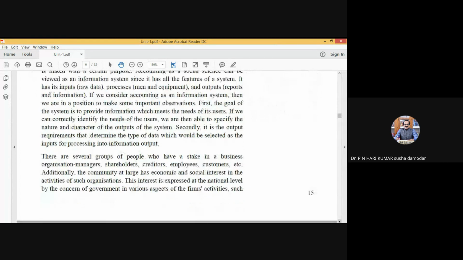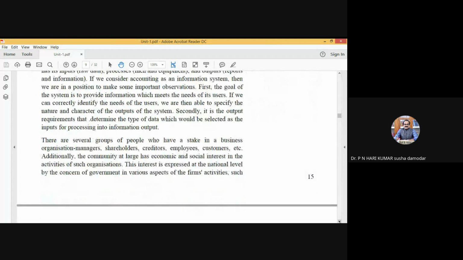Another important thing, there are several groups of people who have a stake in the business organization: managers, shareholders, creditors, employees, customers, banks, and public. So these are the stakeholders of the business organization. And the business results are to be properly communicated to such stakeholders for the existence of the business organization.